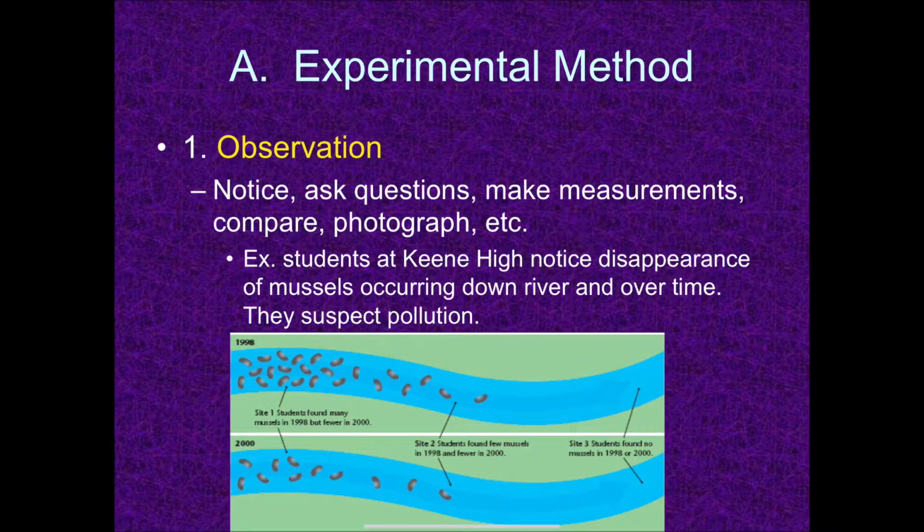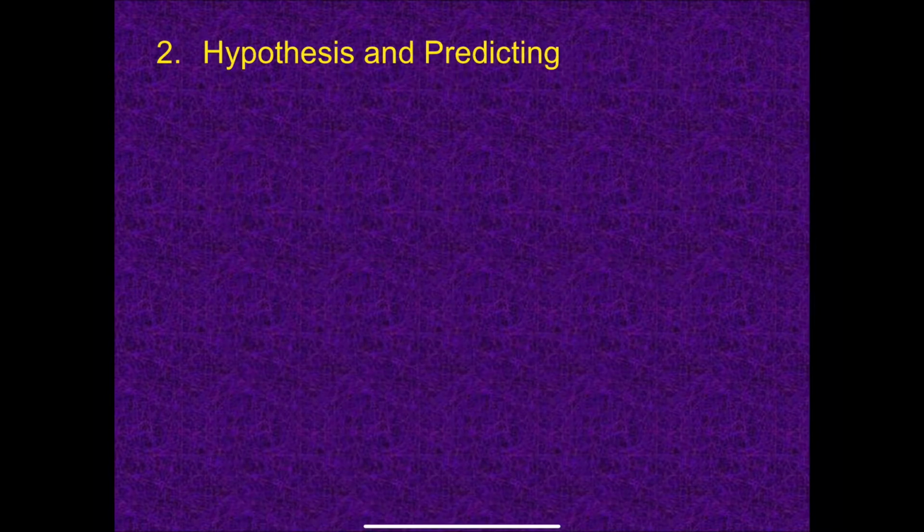So in this example, you have some students, these very keen students from Keene High School, who notice the disappearance of some mussels in their local river, and they're suspecting that something's causing these mussels to disappear over time, and they're suspecting pollution. So that's their question, right? What's causing these mussels to disappear over the time period they're looking at?